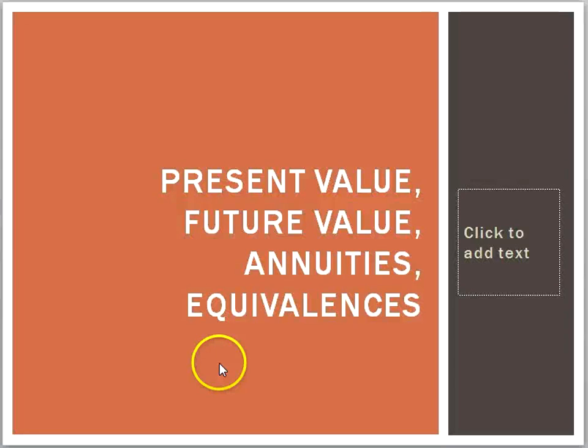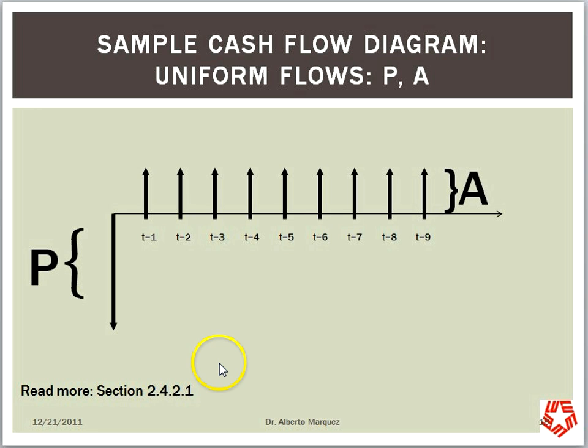Hello, this is a video on Engineering Economics 2373, and this video is about present value, future value, and annuities and their computations, how they are related. Mostly this video is going to explain the concepts, and we're going to spend another video with some examples and computations.